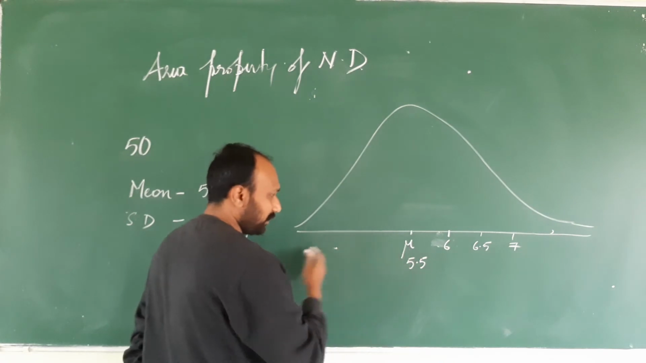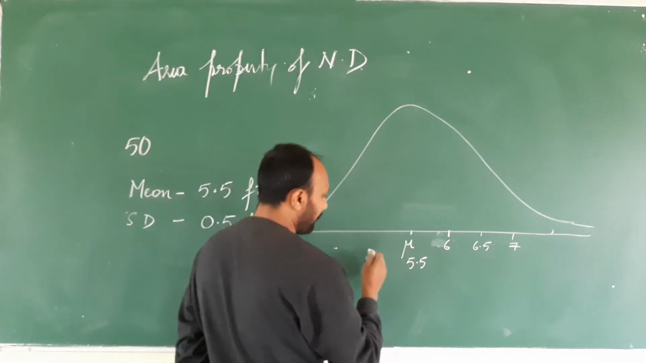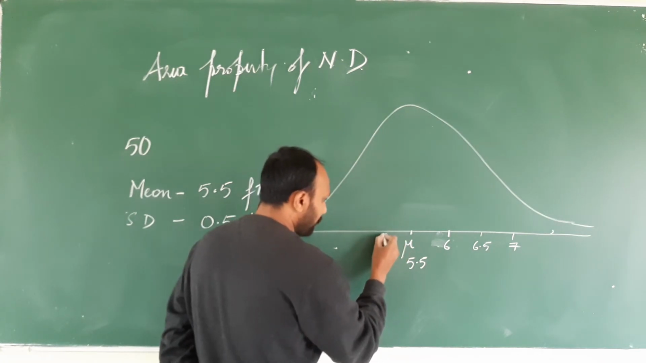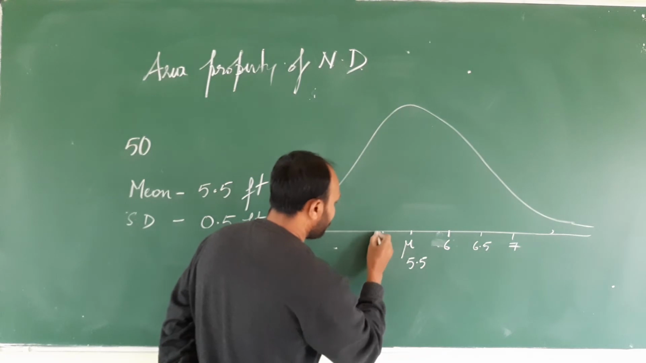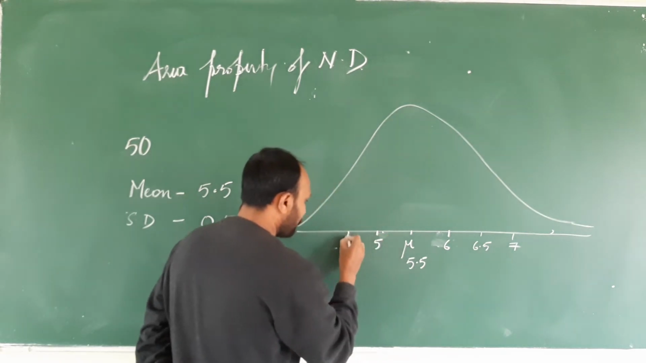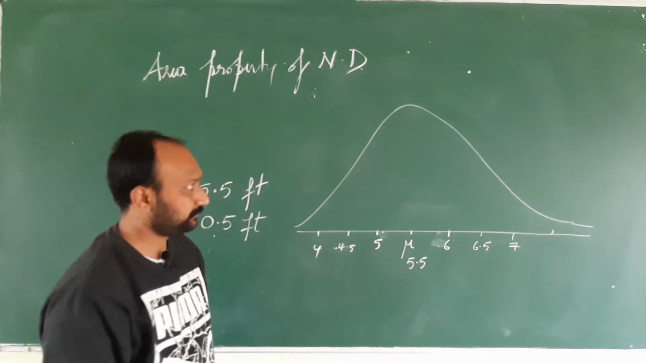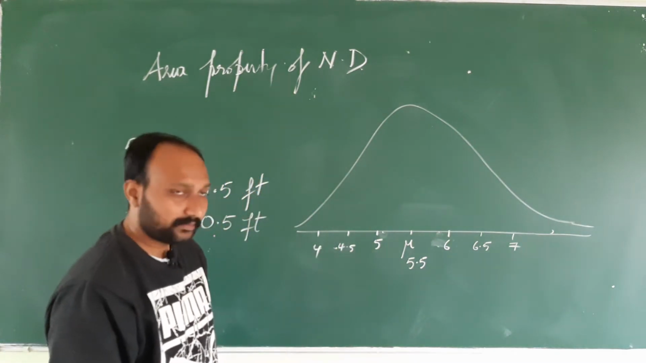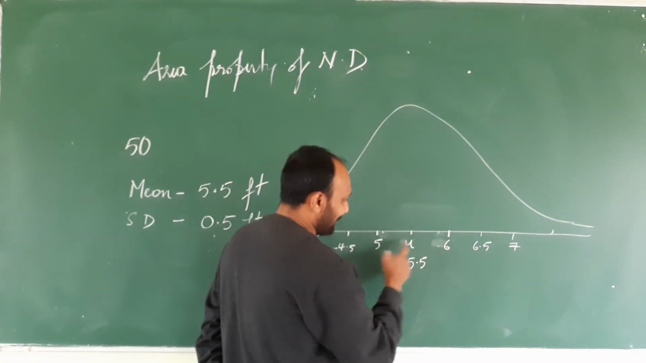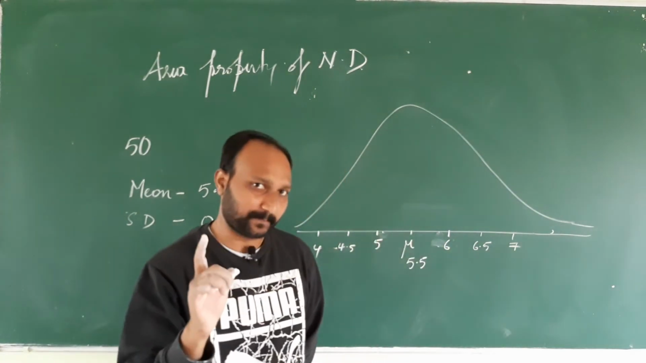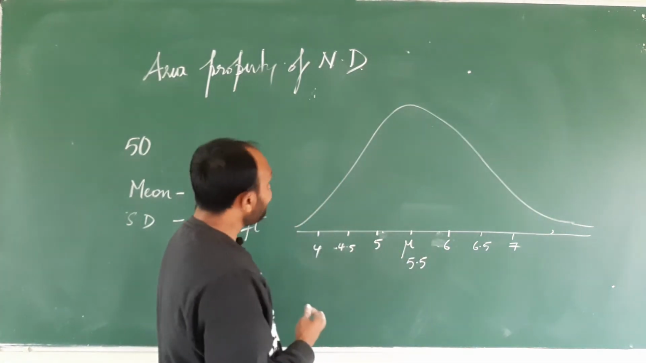Similarly, towards the other side, that is the lower side of the mean value or median value, it is 5.5 here. Let us say somewhere here it is 5 feet. And here it is 4.5 feet, and here 4 feet, and it continues. So this complete area from 5 to 6, this is one standard deviation. What is this? One standard deviation.